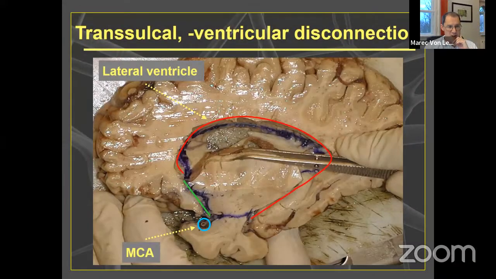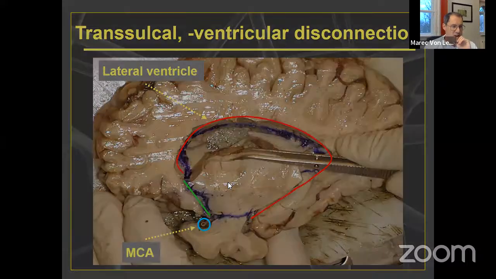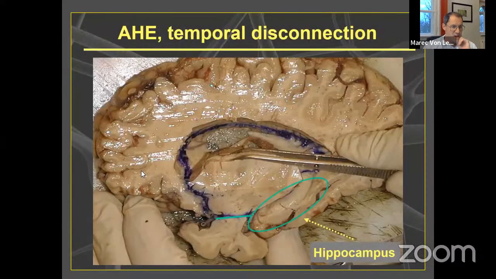When you reach the lateral ventricle, you see the hippocampus here and the corpus callosum in the back here. You disconnect the frontal lobe in this area, going up from the MCA, or you go down from the frontal tip of the ventricle, and then you disconnect the frontal lobe and here the temporal lobe.